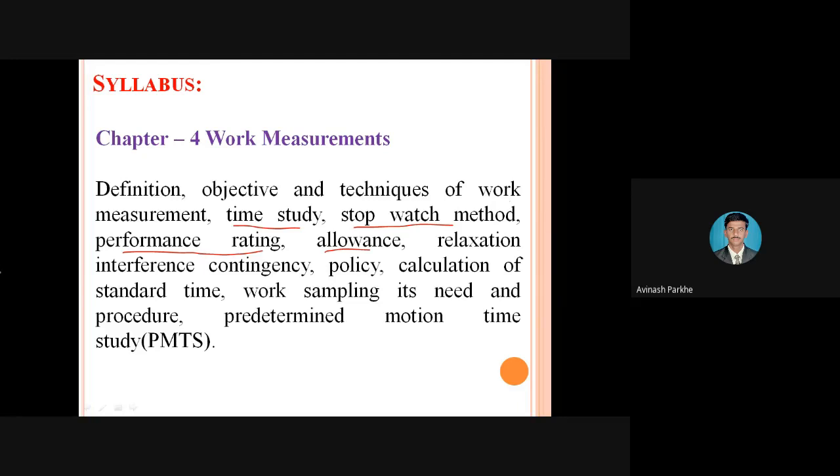So we are going to discuss different types of allowances: relaxation allowance, interference allowance, contingency allowance, and then policy allowances. There are different types of allowances that we are going to discuss in this particular chapter. That means if I have to go for drinking water, then where is that drinking of water to be considered, whether it is relaxation allowance, interference allowance, or contingency allowance.